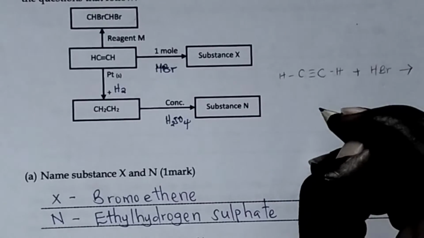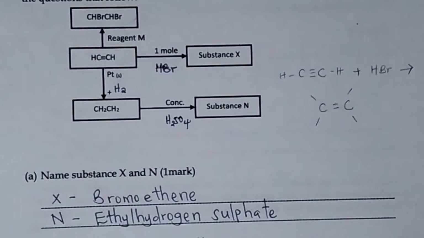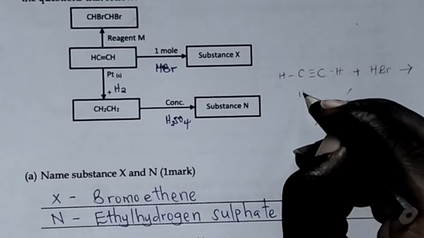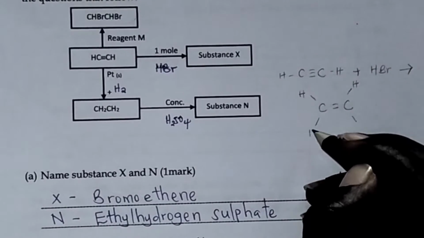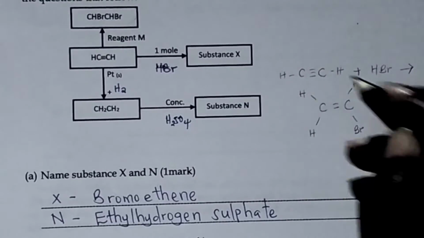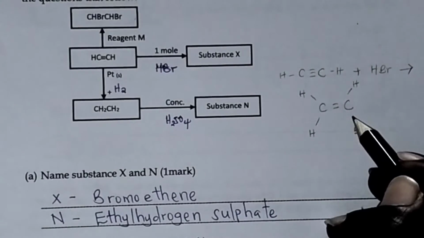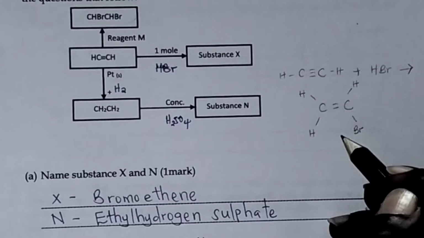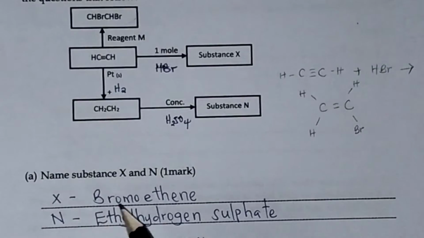The triple bond breaks up and we are going to form a double bond. So we are going to have more spaces there. Initially we had only 2 hydrogen, this hydrogen and this hydrogen. So now we are adding hydrogen and bromine atoms. So this is the structure for that substance X. So what is the name of this? We're having bromoethene, or you can say 1-bromoethene, one and the same, no problem.